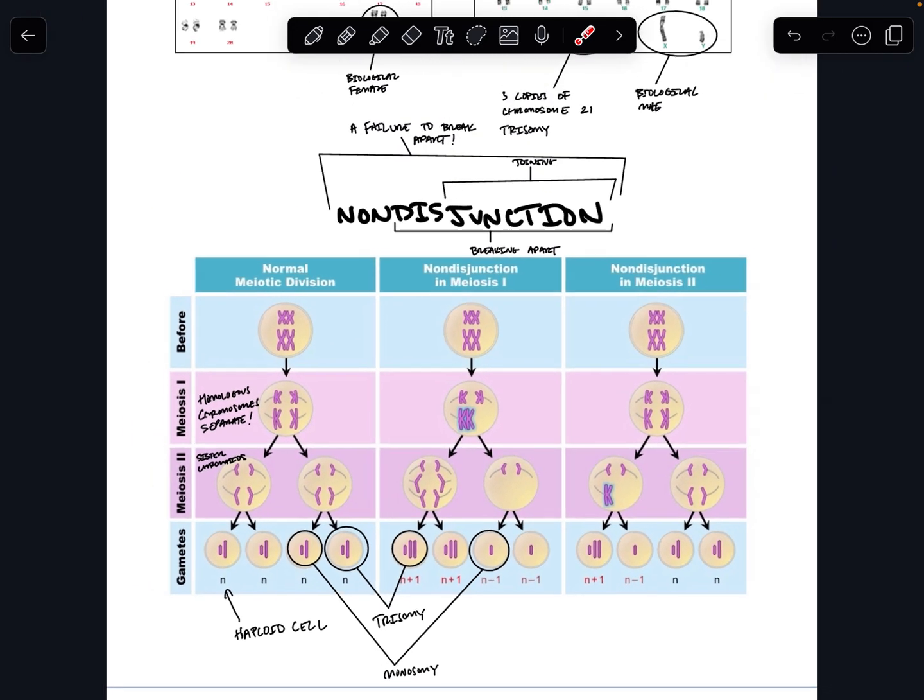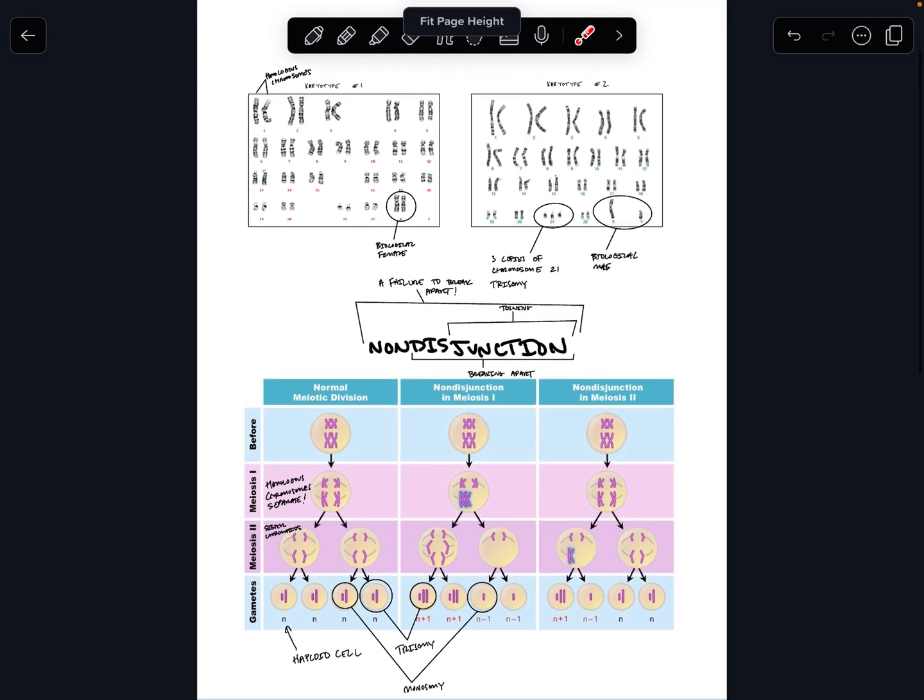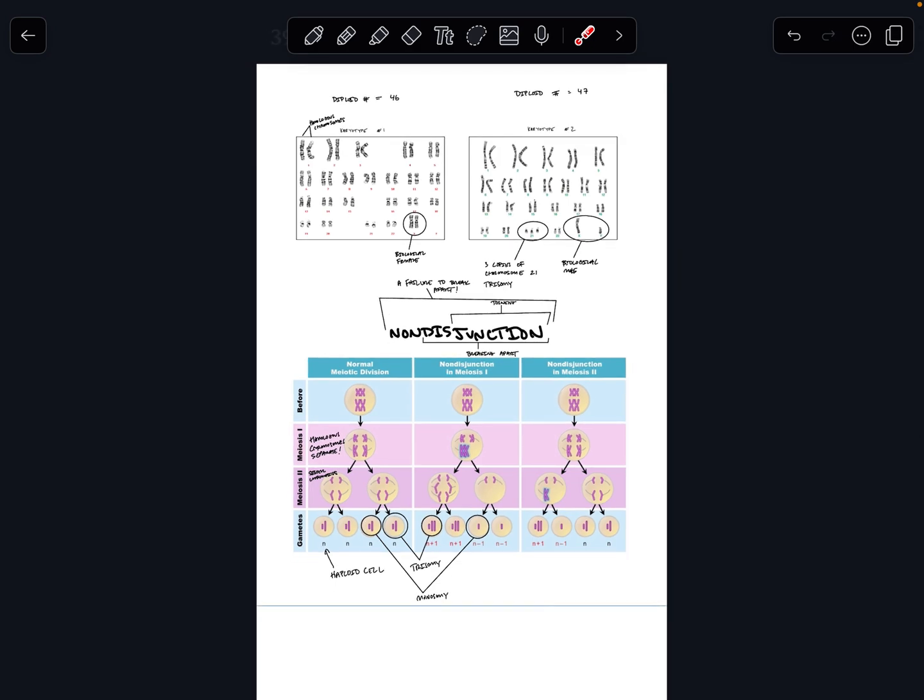Okay, that is all on non-disjunction and its results. Okay, bye.